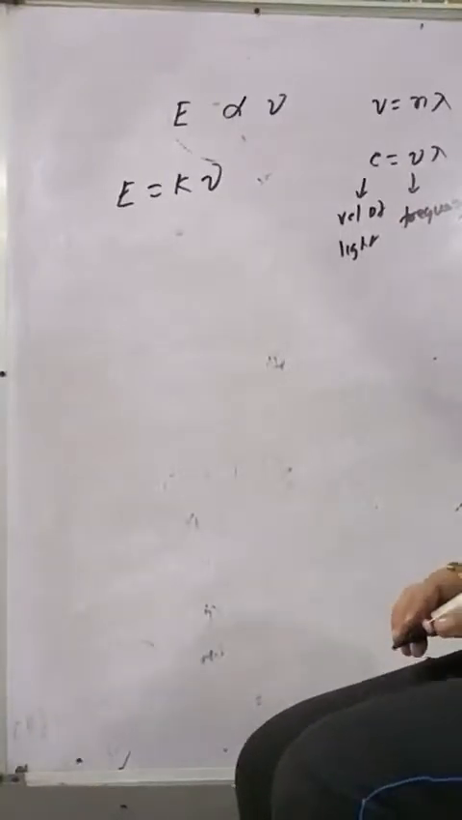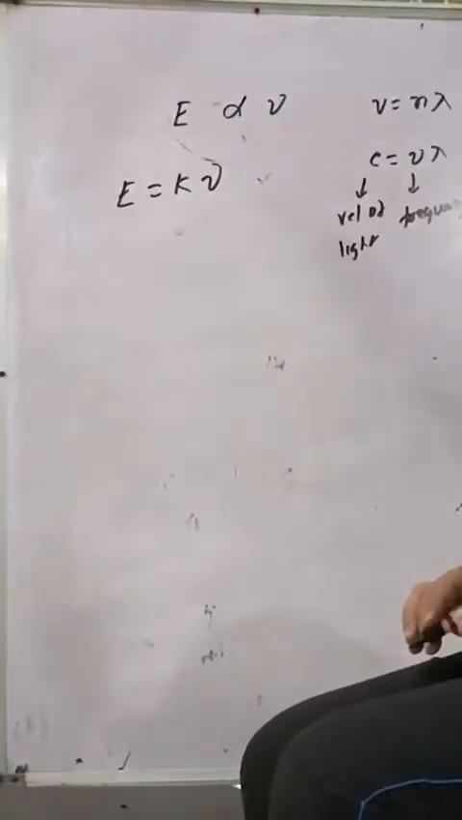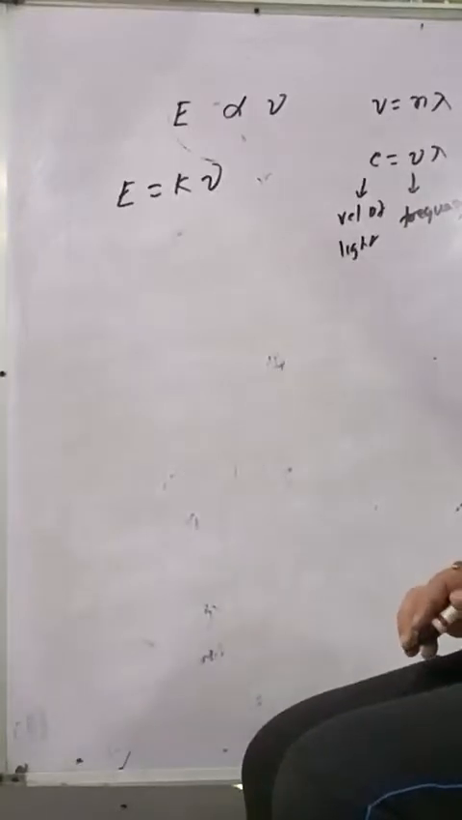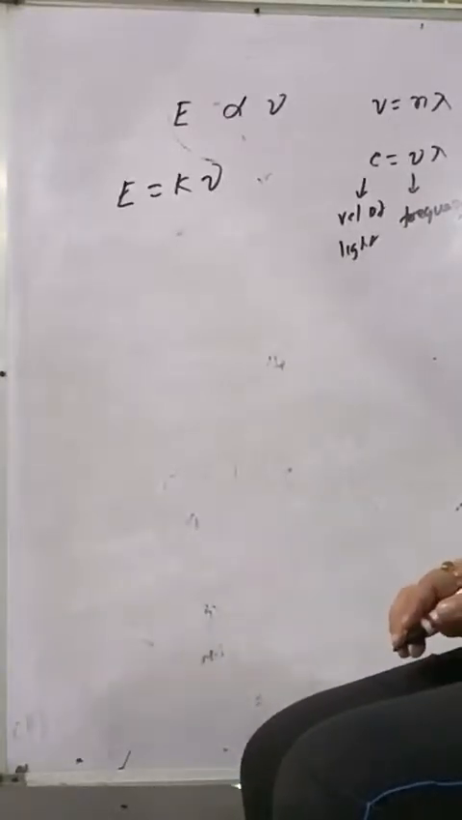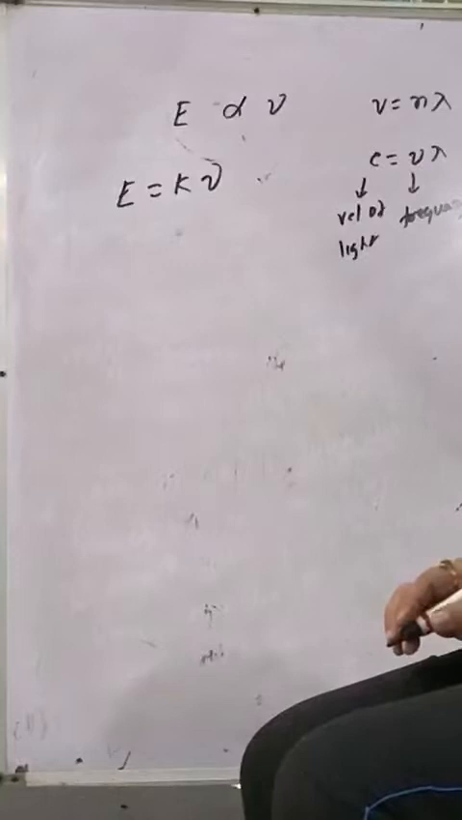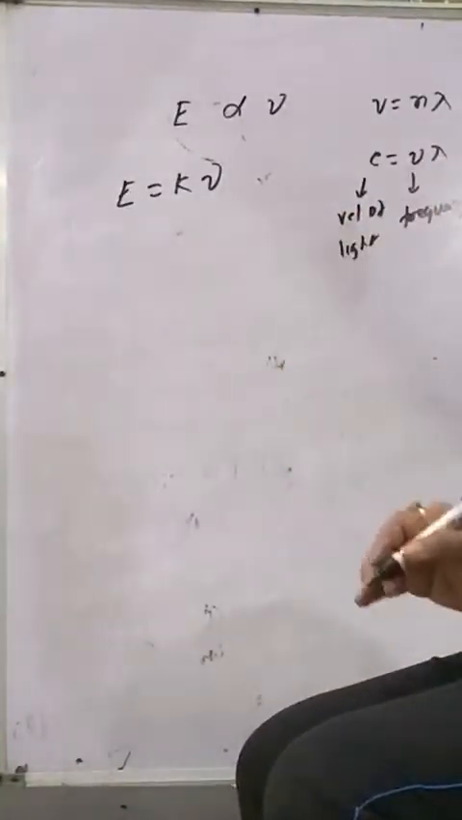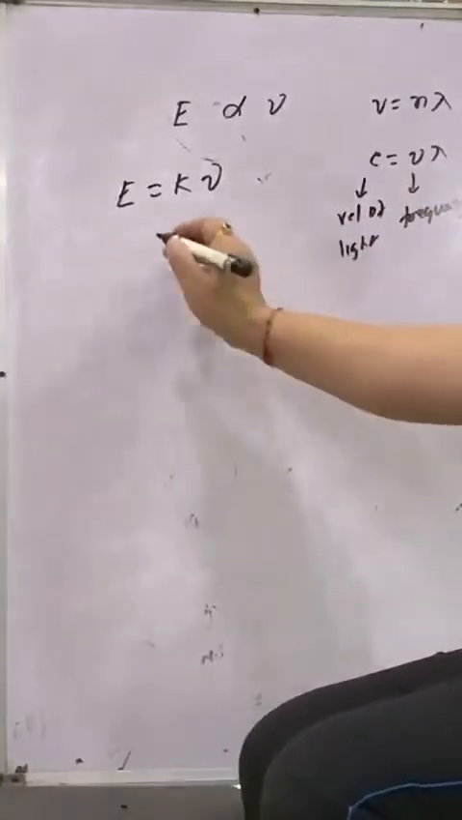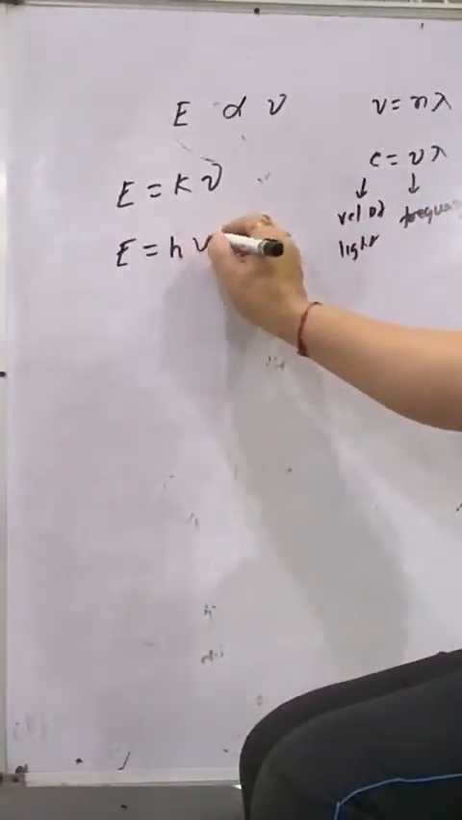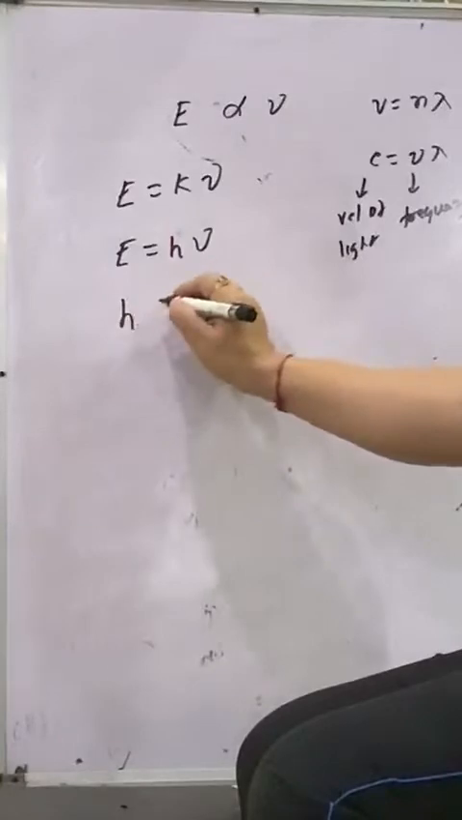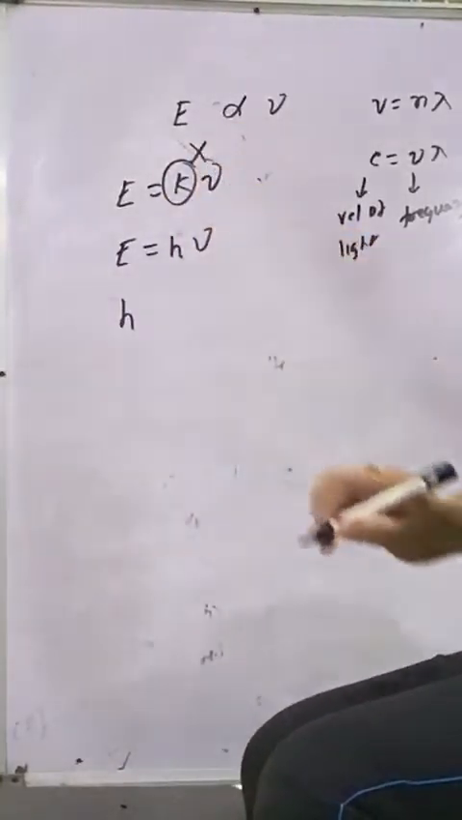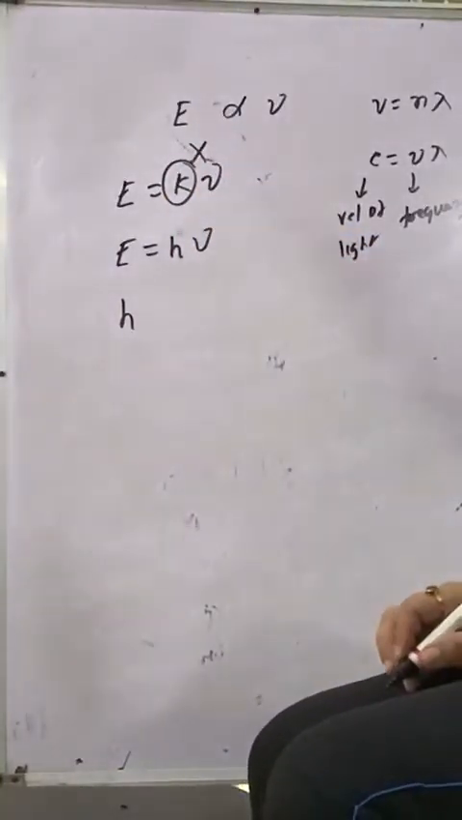A constant is a must for us. But in chemistry, from now onwards, you will know that we will not use K as the constant. We use the constant as E is equal to H nu. We will not apply K as a constant in chemistry. Remember, this is a very important thing.